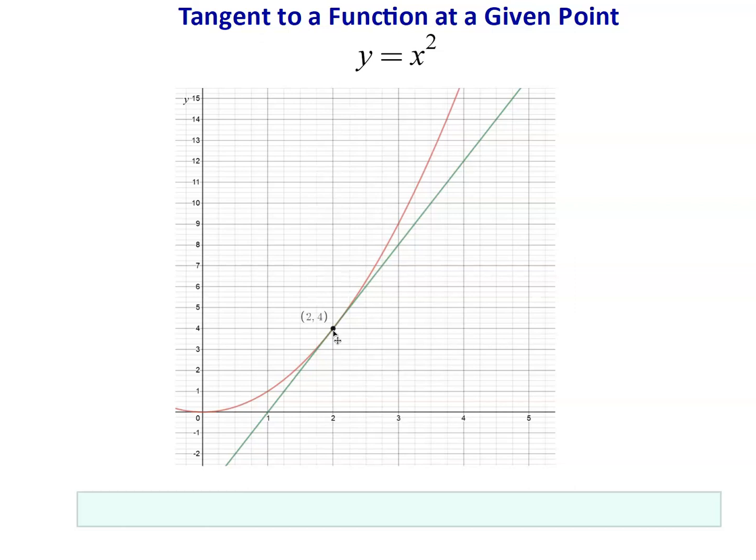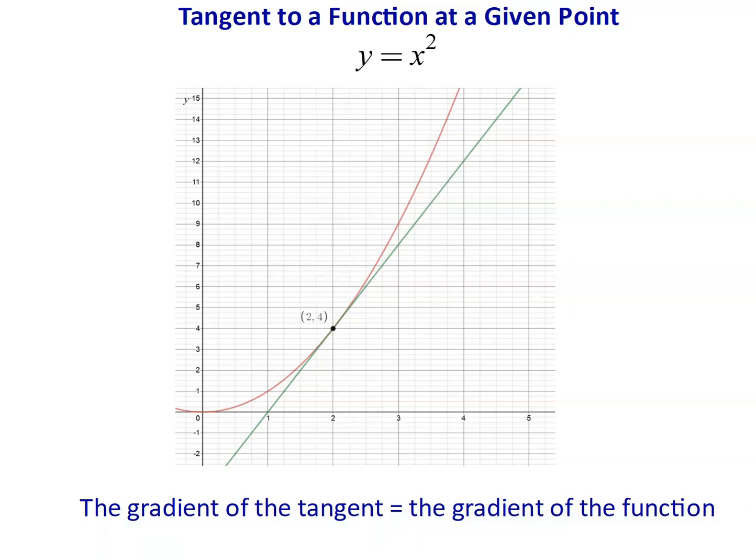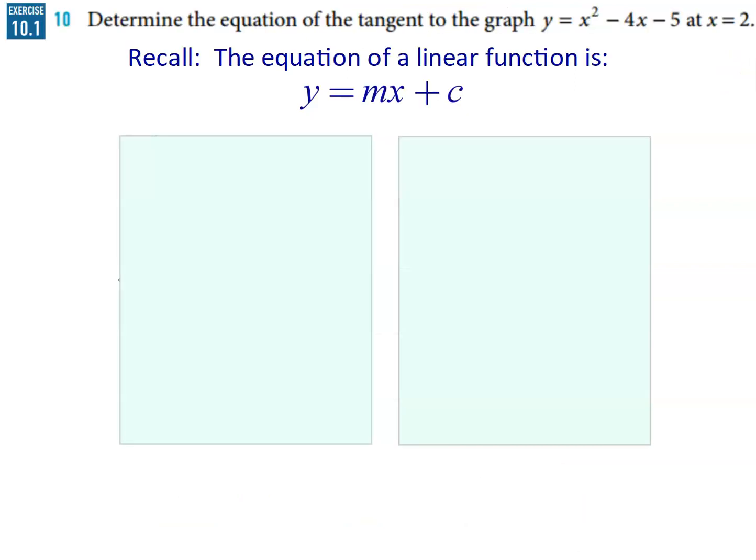One important thing about a tangent line is that the gradient of the tangent line is the same as the gradient of the function at that point, which is what this says down at the bottom. That's the critical thing about tangent lines and functions.